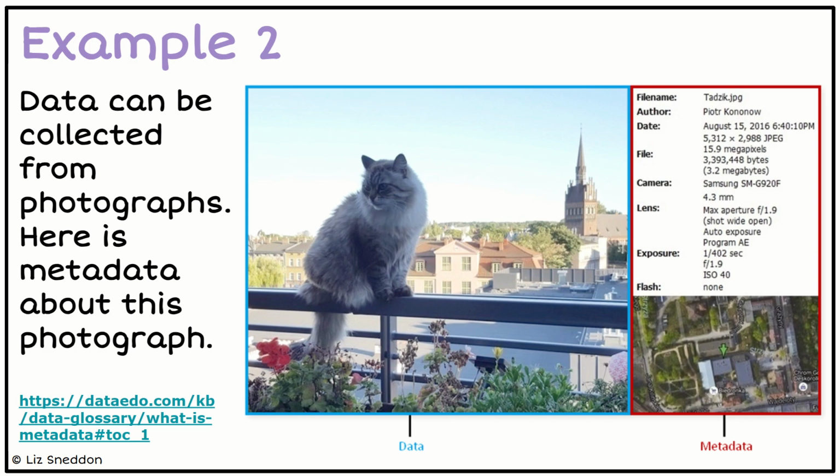Here's a second example. So this is now looking at photographs. So if I was looking at photographs, the metadata is all the information about the photograph. So what's the name of the file? Who took the photo? When was it taken? How big is it? What camera was used? Etc. etc. So that's another example of what metadata can look like.